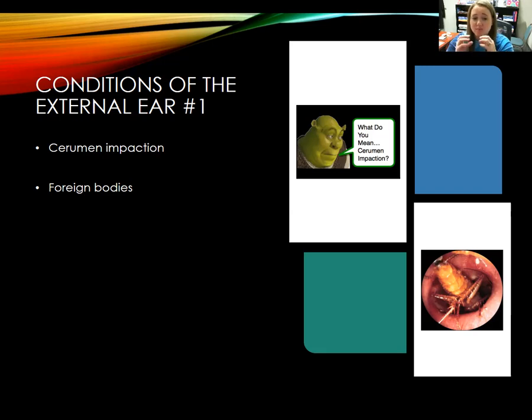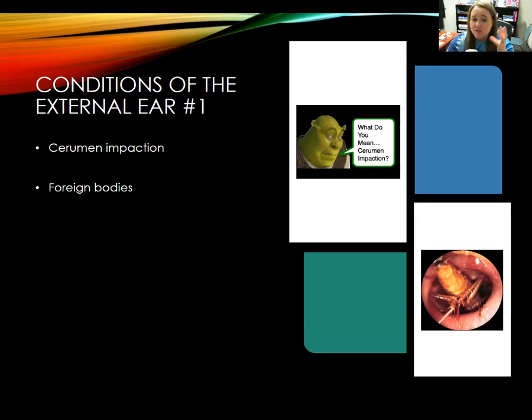So if they're exposed to water and they would get bigger, then we wouldn't want to use irrigation. Vegetables like the bean that was in my kid's ear, insects. If you got a fly or something that flew in their ear, we wouldn't want to use that because that'll make the bugs swell and then it's harder to get out and it just causes more problems.